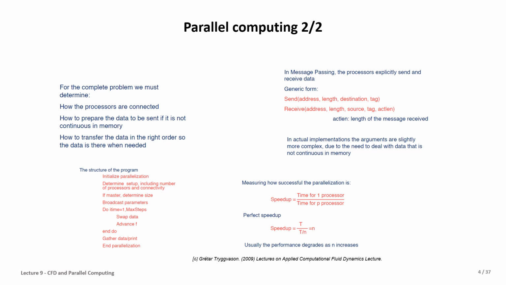Regarding the measurement of how successful the parallelization is, there is the speedup. Usually we calculate the time for one processor, T1, and the time for p processors, Tp, and we get the speedup. The perfect speedup uses this definition, which should be n, with T1 over T1 over n, and we can see the speedup and the performance of the parallel computing. As expected from this definition, the performance decreases as n increases.